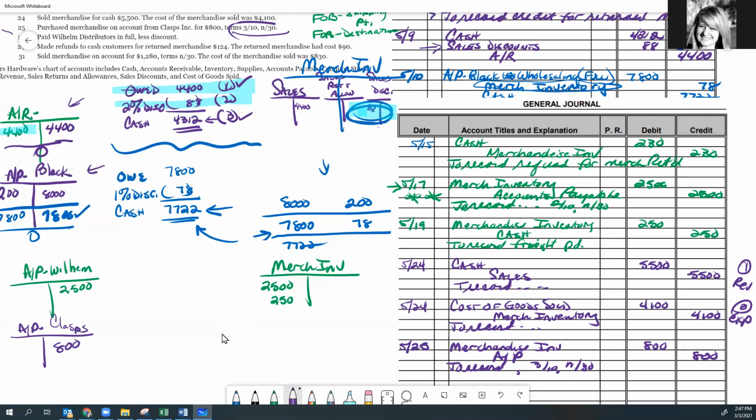Okay, so then on the 27th, here, you can't quite see the date, but I can. We paid Wilhelm Distributors in full, and we're going to get to take the discount because it was within the time period allowed. Now I have it covered up, but the terms were $210, net $30. So we're going to get to take a 2% discount. We didn't have any returns or any allowances, so we just owe Wilhelm $2,500. 2% of $2,500 is $50, and so we are going to pay them $2,450 cash that we need.